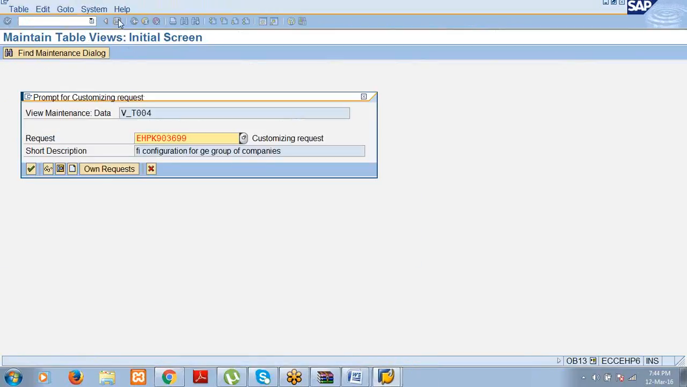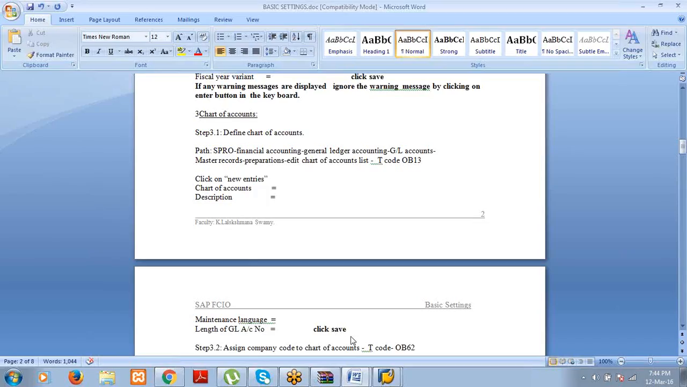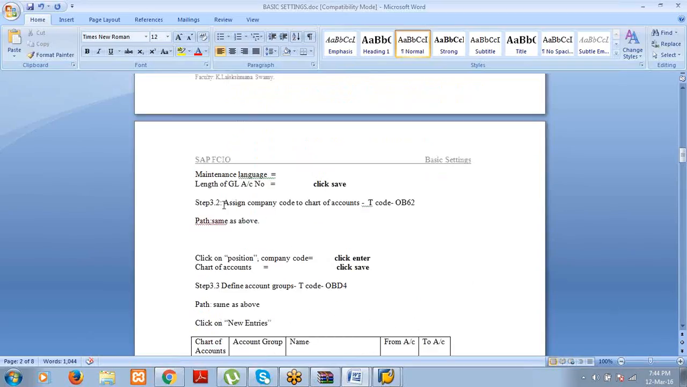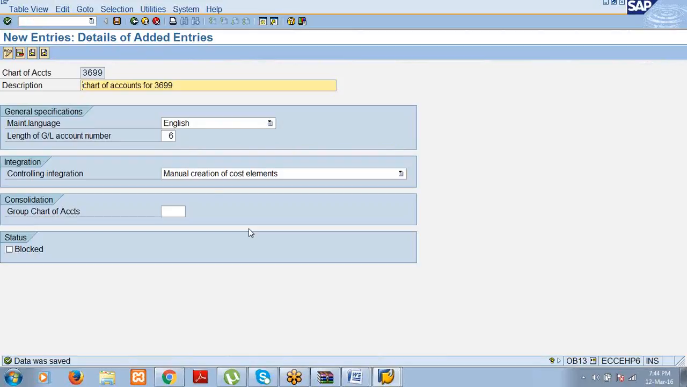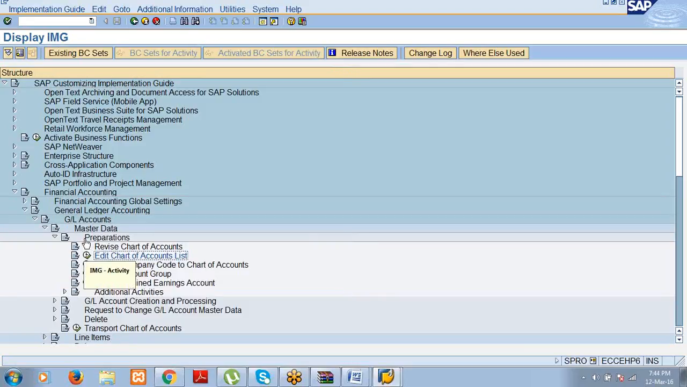Click on save. Whenever you get this request box, click on enter. See the next step: assign company code to chart of accounts. Path is same as above. Whenever you see path is same as above, this is called back arrow. Just go on clicking on back arrow till you go to the IMG screen. So you reach the IMG screen. Immediately you have assign company code to chart of accounts.